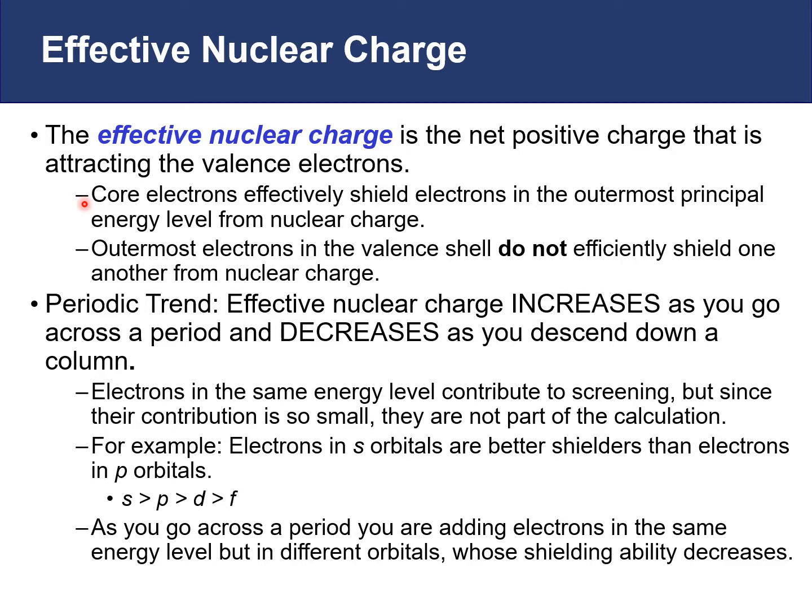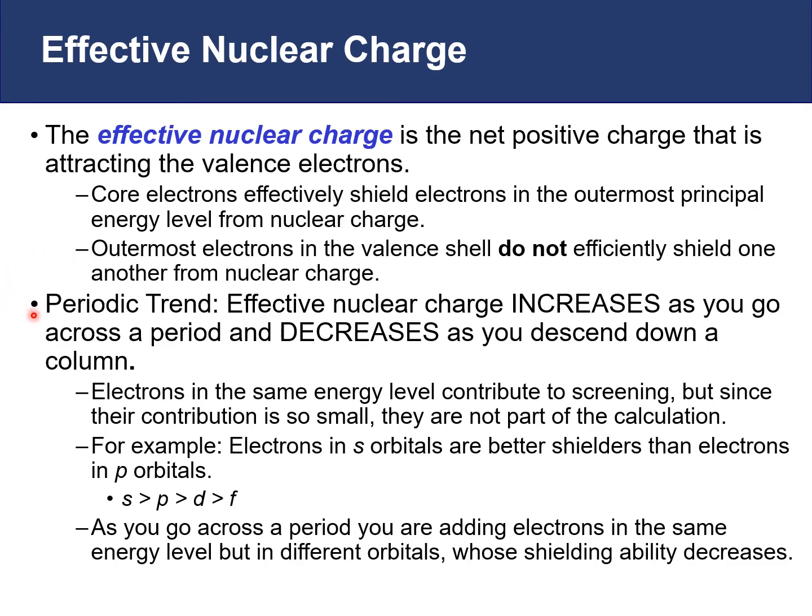quantum number orbitals. The outermost electrons in the valence shell do not efficiently shield one another from the nuclear charge. And so, as long as we're working with electrons with the same principal quantum number, they are not generally held closer to the nucleus, so they don't effectively mask the charge that the outer electrons feel.